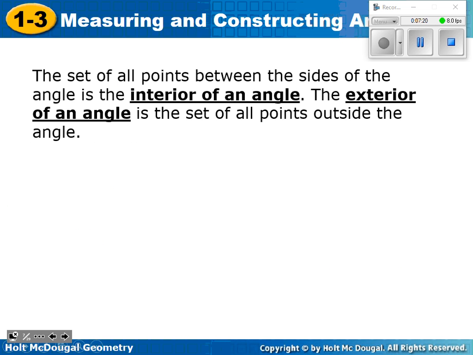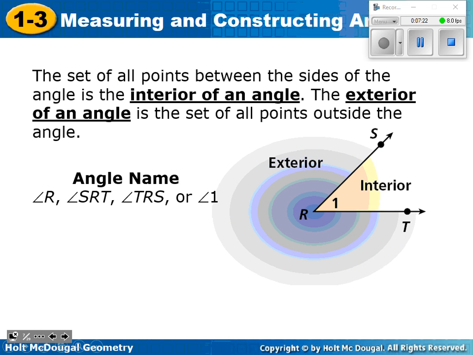So if you look at your notes, you'll see a picture of an angle here and all the different ways you could name that angle. You could name it angle R because there's only one angle. You could name it angle 1. You could name it angle SRT or angle TRS. Notice again that the middle letter is your vertex when you have 3 letters. Okay? Questions about naming an angle?